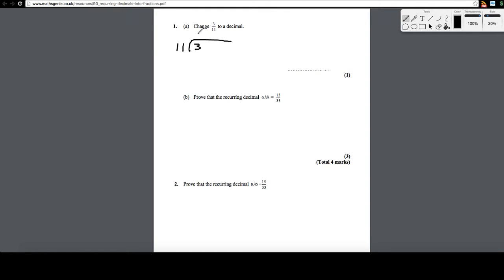So 11 into 3 goes 0. And then what you're going to do is carry the 3. Carry the 3 there, and put a 0 there. So it's going to be 30. 30 goes twice. Yep, goes twice. We're going to carry the 8 left over. Just like that. And that's going to be 80, so that's going to be 7.